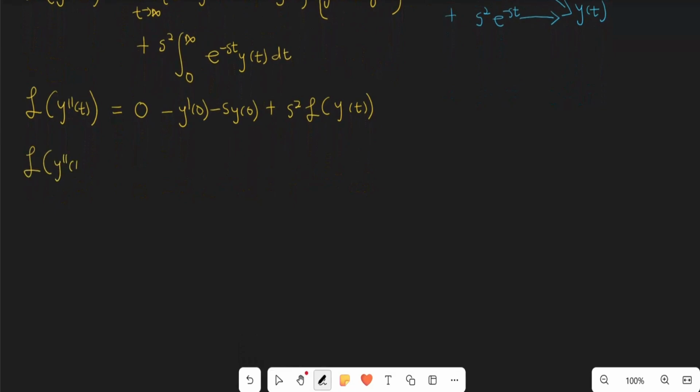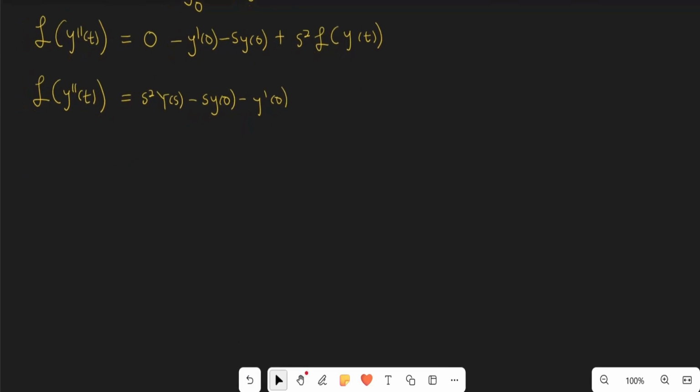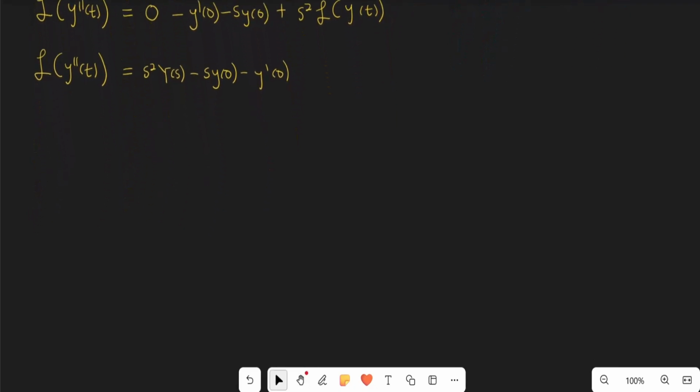So the Laplace transform of y prime prime of t is s squared multiplied by capital Y of s, and now minus s times y of 0 minus y prime of 0. This is the Laplace transform of the second derivative of the function y of t. Cool. So this is what we have after using the Laplace transform to find the derivative of some functions.